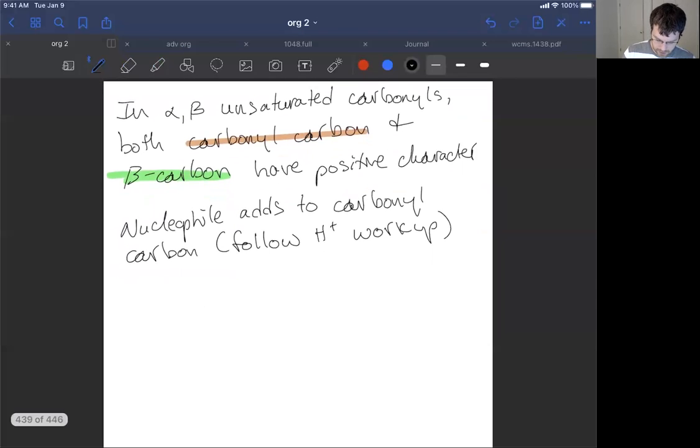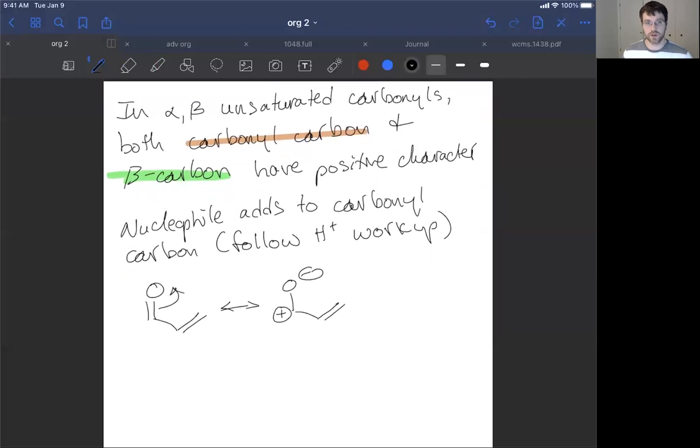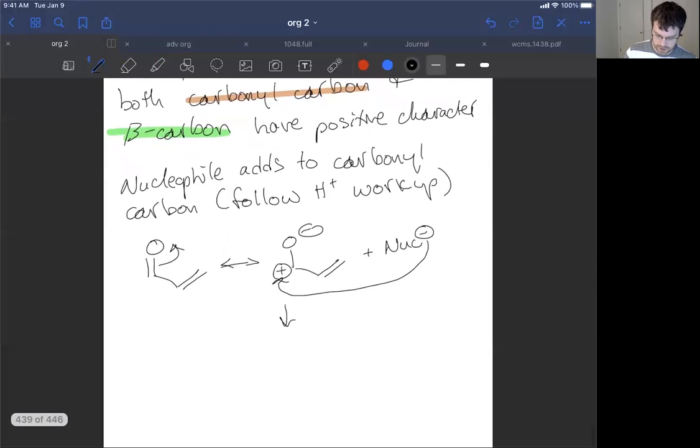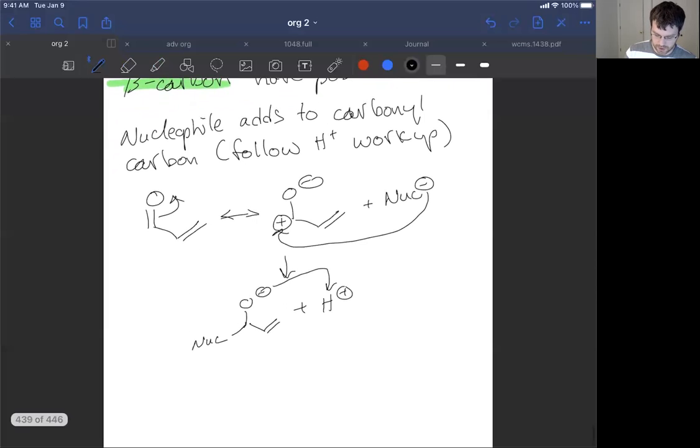All right, so what we're going to do here is just consider the resonance structure where the electrons are boosted onto the oxygen, but the positive charge hasn't moved according to the allyl resonance structure. In this case, the nucleophile is going to add to this position to give a product that looks like this, which can be neutralized by the H plus in the following step.